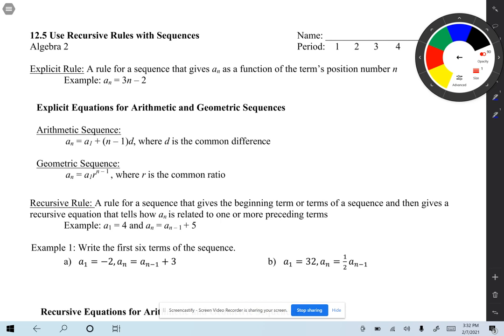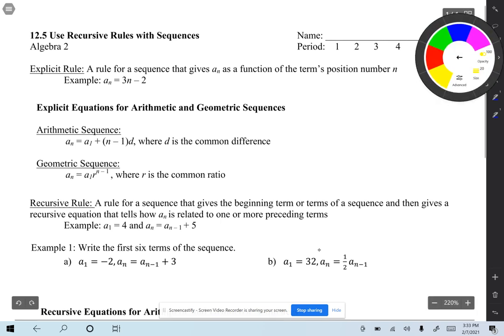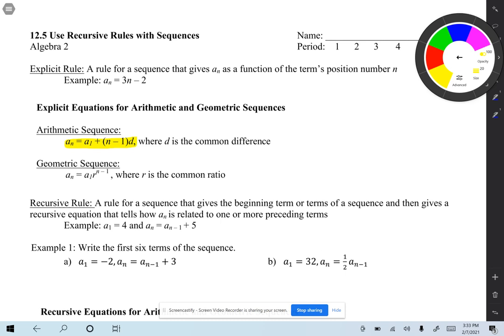So in section 12.2, we first learned about an arithmetic sequence and we learned to write a rule for an arithmetic sequence. And the formula that we used was a sub n equals a sub 1 plus n minus 1 times the common difference. So it was this formula that we used. D was the common difference. That is known as an explicit equation.